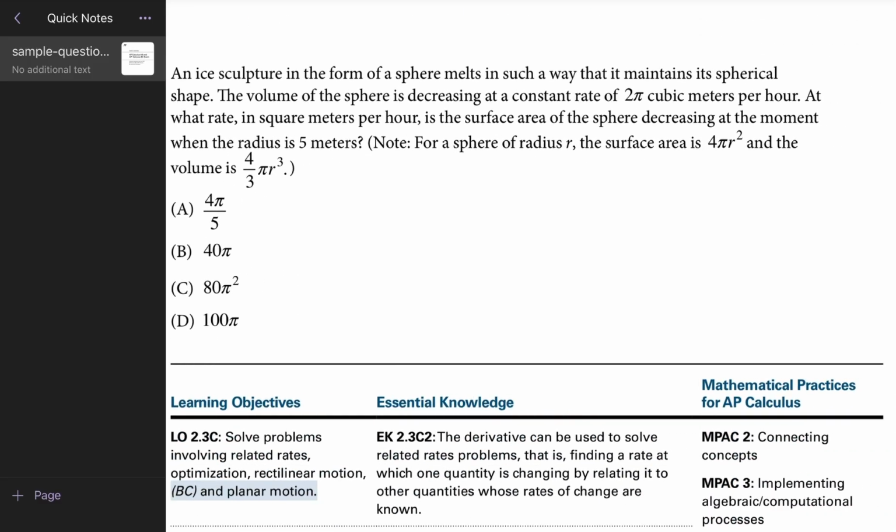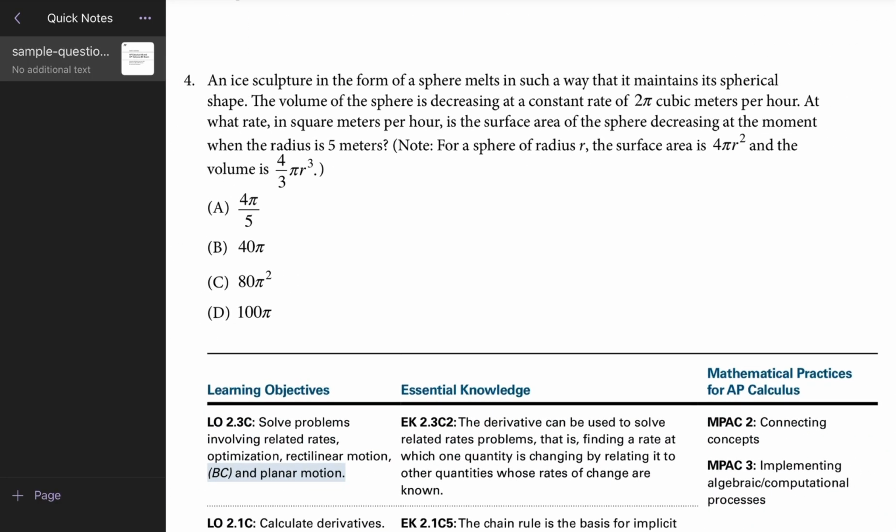Moving on to problem 4 here. This looks like a related rates problem. We have a sphere of an ice sculpture, and the volume of the sphere is decreasing at a constant rate of 2 pi cubic meters per hour. As you're doing these related rates problems, the best thing you can do is note down the information that you're given. So far we're given that the volume is changing at a rate of 2 pi cubic meters per hour. At what rate in square meters per hour is the surface area of the sphere decreasing?